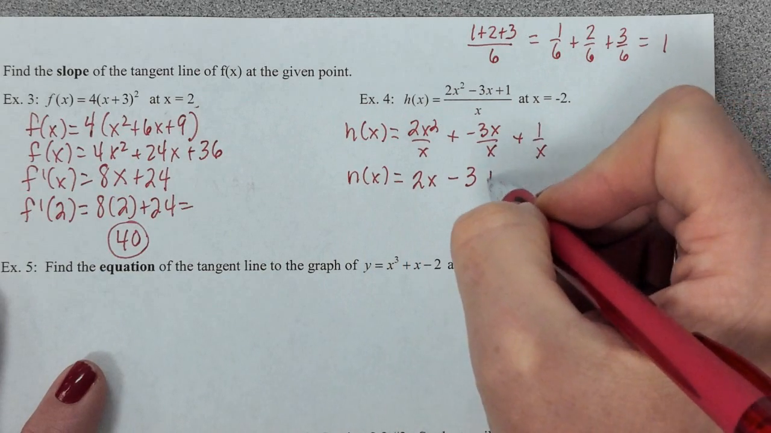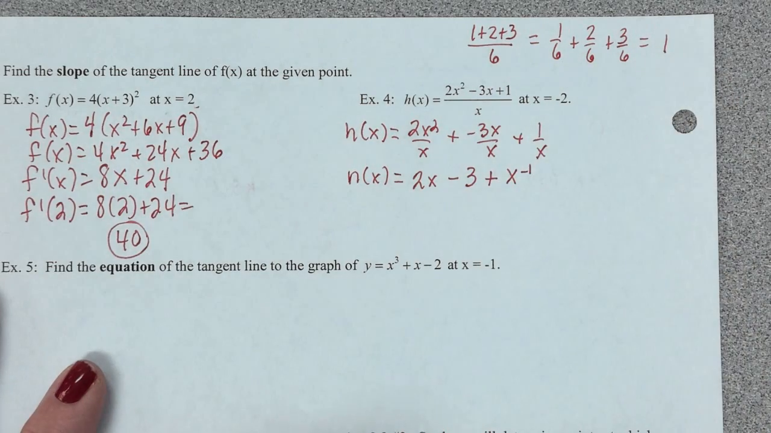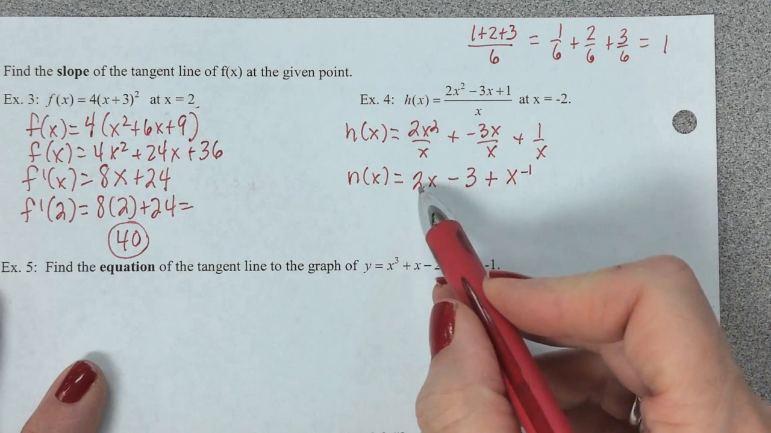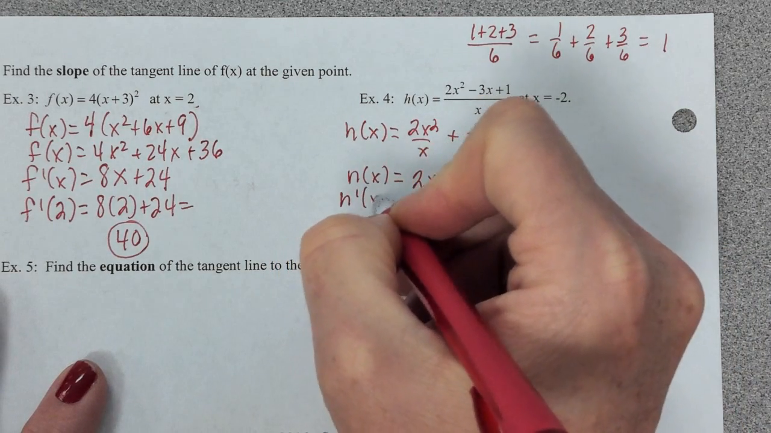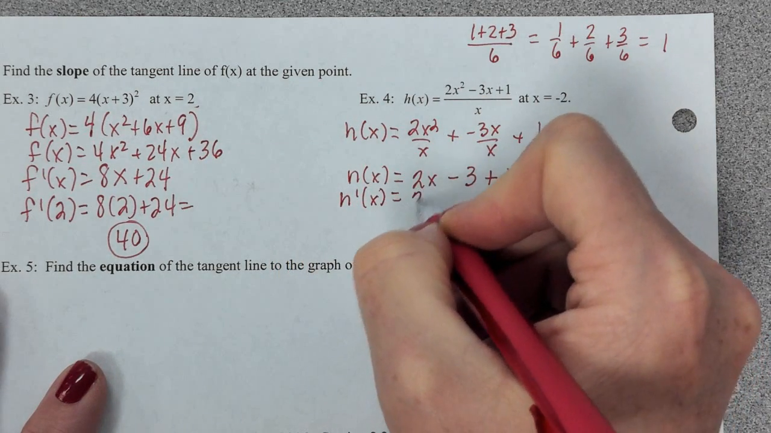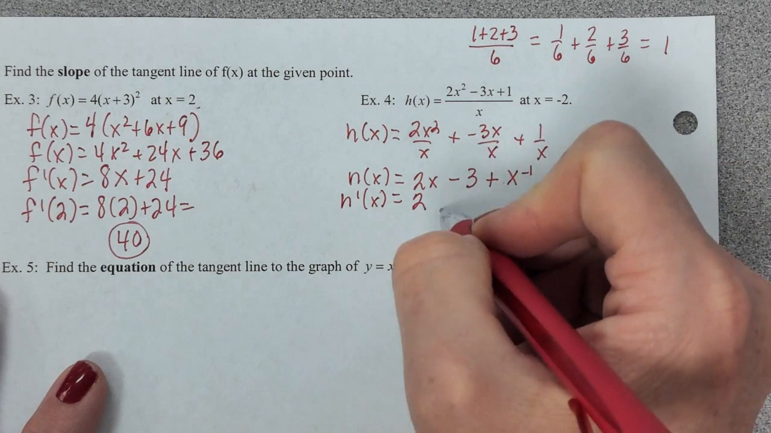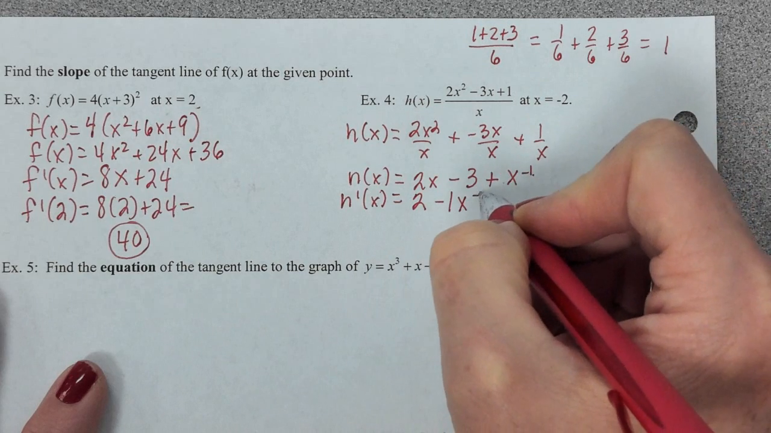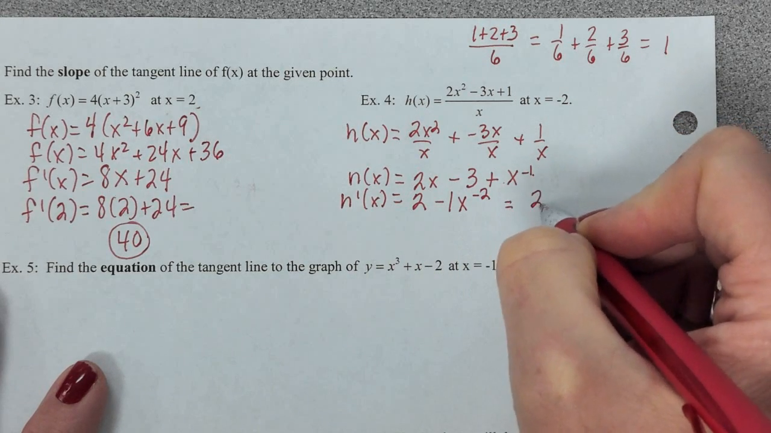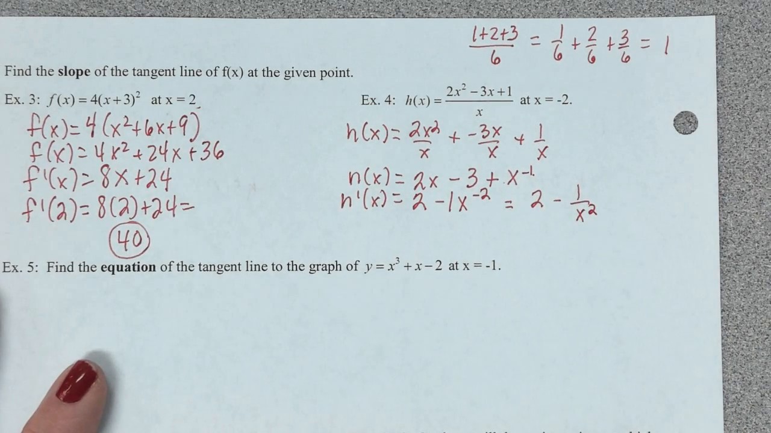What's another name for 1 over x? X to the negative 1. Now each of these are in the form kx to the n, like I need. So the derivative of my first term is 2. This is 0. This is going to be 1 times negative 1, which is negative 1, x. Subtract 1, we get negative 2. So that's going to give us that answer for our derivative.